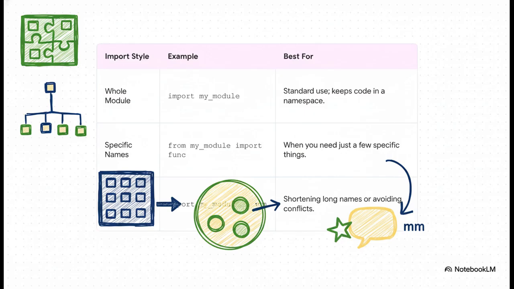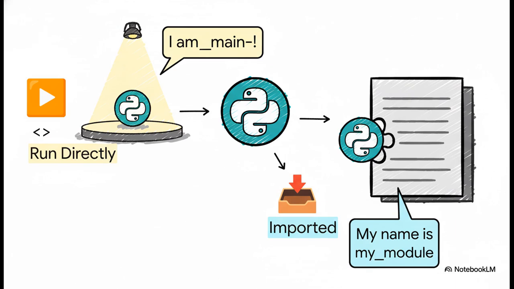And my favorite, you can give a module an alias, a nickname, which is amazing for shortening those super long module names. All right, you have definitely seen this weird line of code before. if __name__ == "__main__". It looks kind of confusing, right? But it's actually a super clever trick.